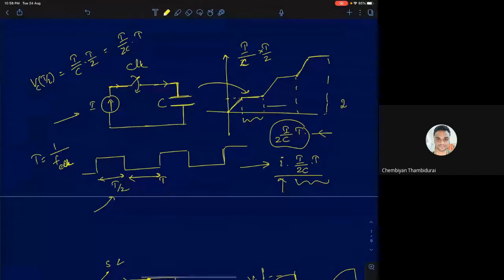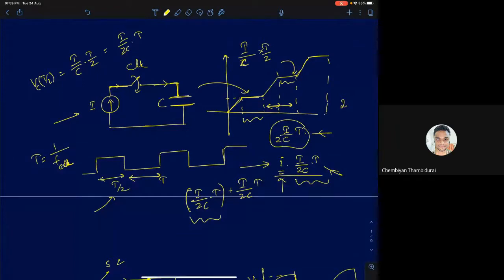Again, from T seconds to 3T by 2 seconds, you will be charging it, and the voltage will be held constant from 3T by 2 to 2T. At the end of the second cycle, the voltage across the capacitor is going to be I by 2C into T, which is the voltage transferred in the second cycle, plus the voltage from the first cycle, which is I by 2C into T. So it will be 2 times I by 2C into T. At the end of the nth cycle, it's going to be n times I into T by 2C.